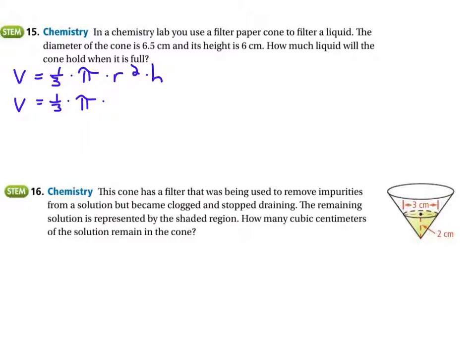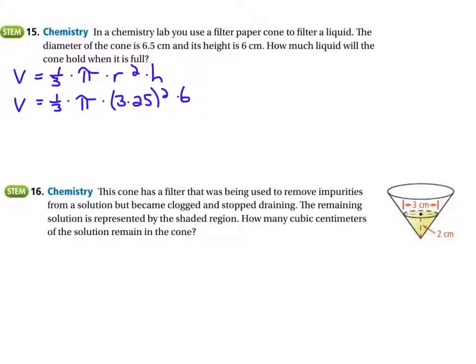The radius is half the diameter, so if the diameter, it says up at the top, is 6.5, then we're going to take half of that amount, which is 3.25, and we need to square that. And then times the height of 6. We have all the numbers we need to type into the calculator. So I'm going to do that right now. Let's see how we do.